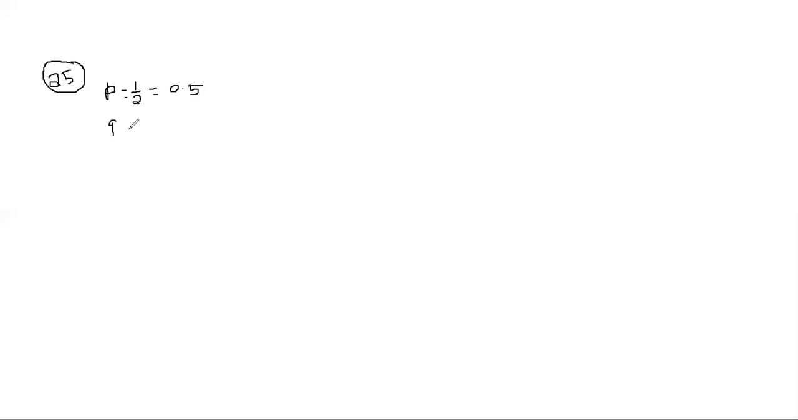Then q is equal to 1 minus p is equal to 1 minus 0.5 is equal to 0.5. Here, total how many individuals are there? 10 individuals. That is, small n will be equal to 10.